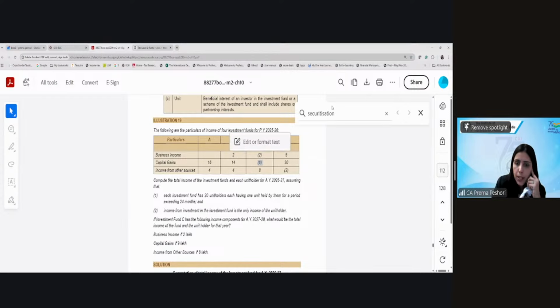So 6 divided by 20 comes to 30,000. This can be set off against 9 lakh divided by 20, 45,000. So net 15,000 will be taxable in the hands of the unit holder. And other sources, again 8 lakh divided by 20, 40,000, will be taxed in the hands of the unit holder. Is AIF clear to everyone? Yes, ma'am. Okay. Let us move to the next part.